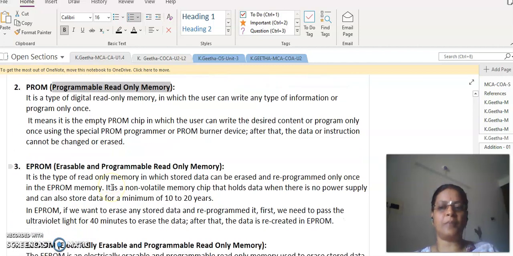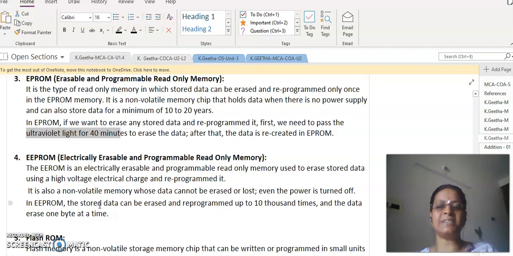And next comes EPROM, which refers to erasable and programmable. It is programmable one time, and then you can erase the content if you want to reprogram it. This type of memory is also non-volatile, and it holds the data even without the power supply, and it can store the data for a maximum period of 10 to 20 years. If you want to erase any stored data, we can erase it and reprogram it with new information. For erasing the content, we expose this chip to ultraviolet rays for 40 minutes, so that the data stored in it will be fully lost. And once it is lost, we can program it again by loading fresh data into that memory.